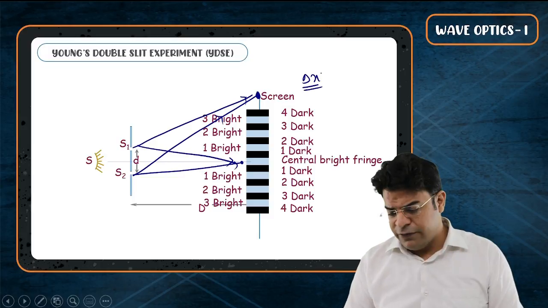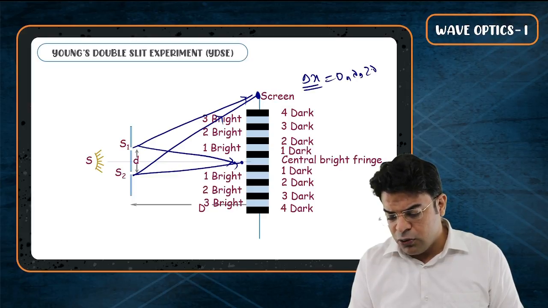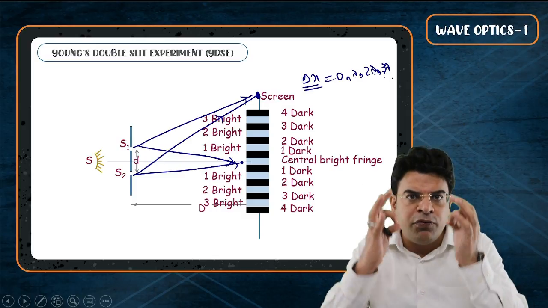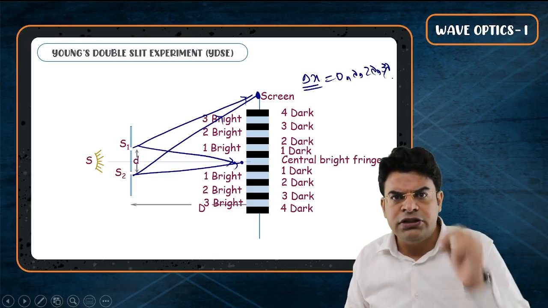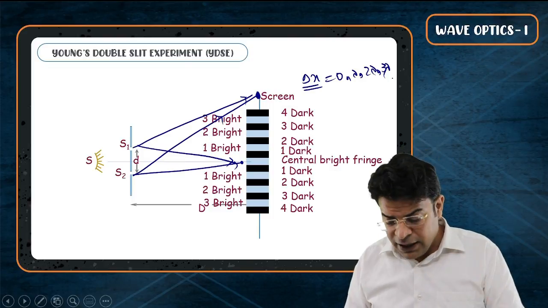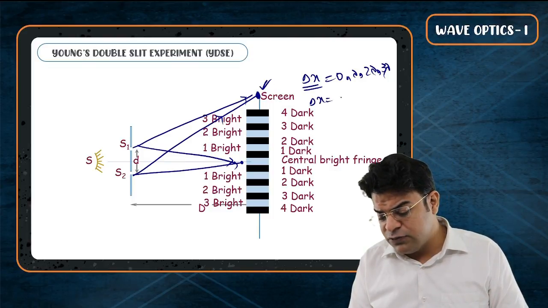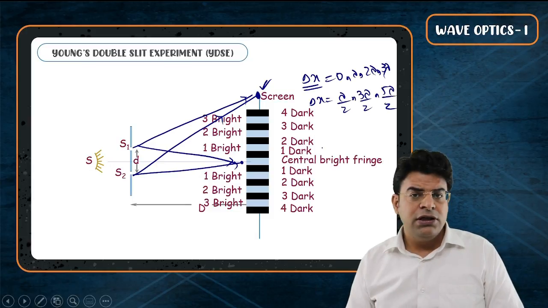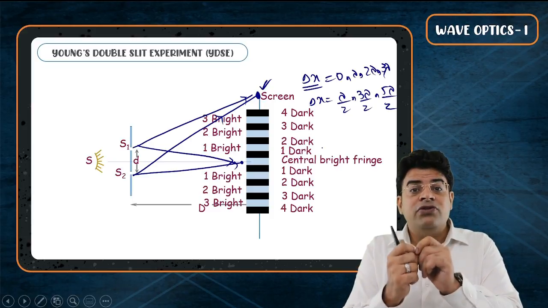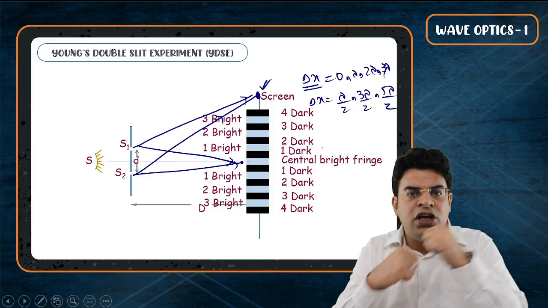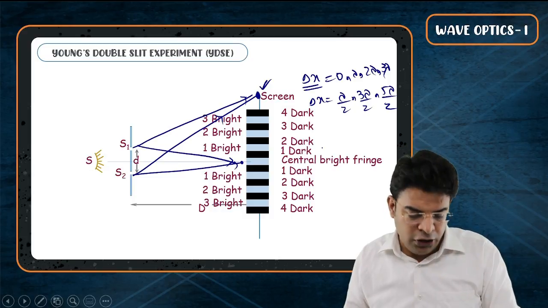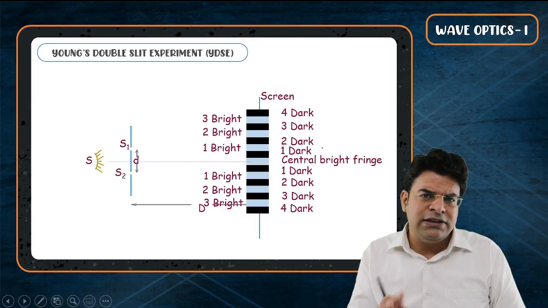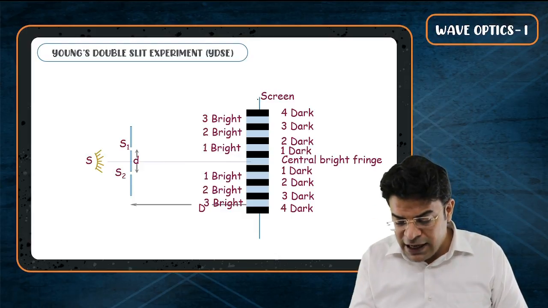If this path difference becomes equal to 0, lambda, 2 lambda, 3 lambda and so on, the waves interfere perfectly constructively and you see a bright light there. And if at this point the path difference is lambda by 2, 3 lambda by 2, 5 lambda by 2 and so on, then at this point the two waves reaching are out of phase and they try to cancel out each other. Hence, you see a dark spot. To understand YDSE more, the most important thing that you need to understand is the path difference at any point on the screen.